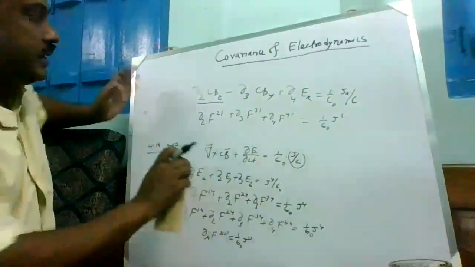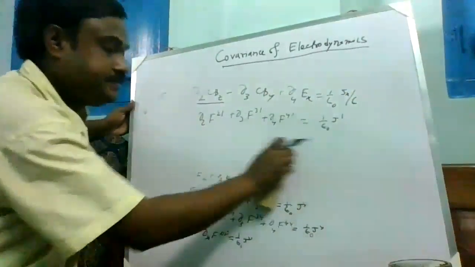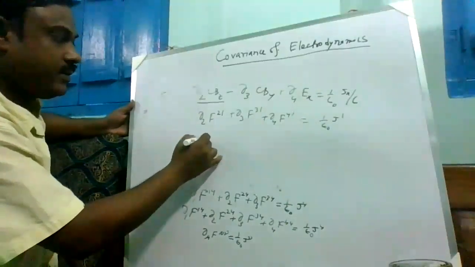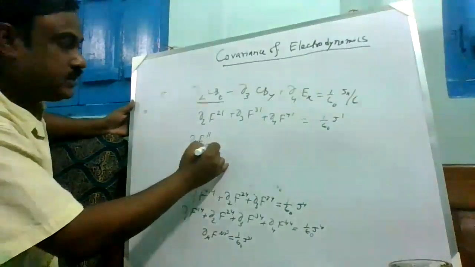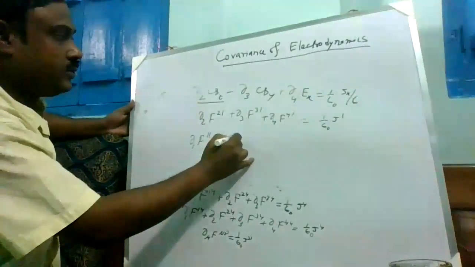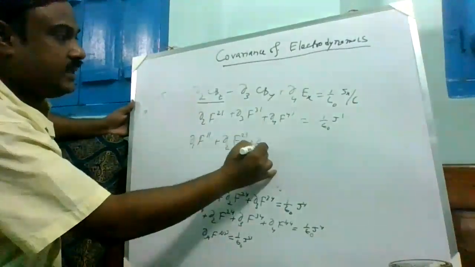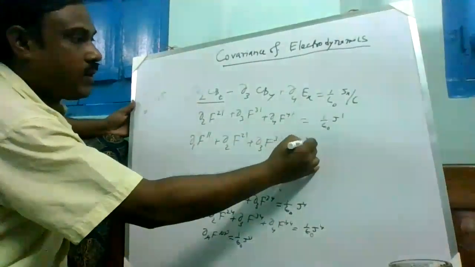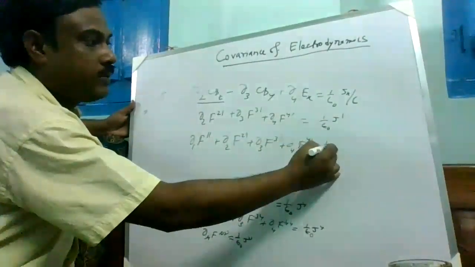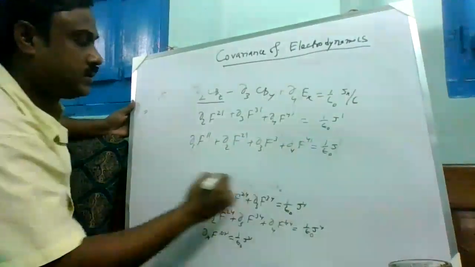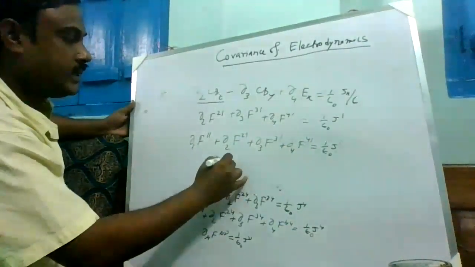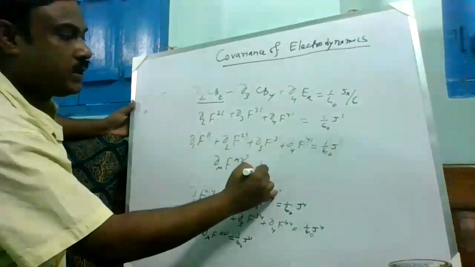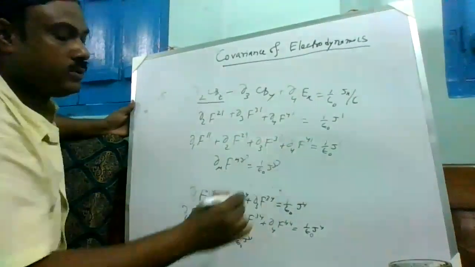So in the same way, one term is missing. Which term is missing? You can guess the first term: del 1 F11, because F11 is 0, plus del 2 F21 plus del 3 F31 plus del 4 F41 equals 1 by epsilon 0 J1. So again we can write del mu F mu nu equals 1 by epsilon 0 J nu.